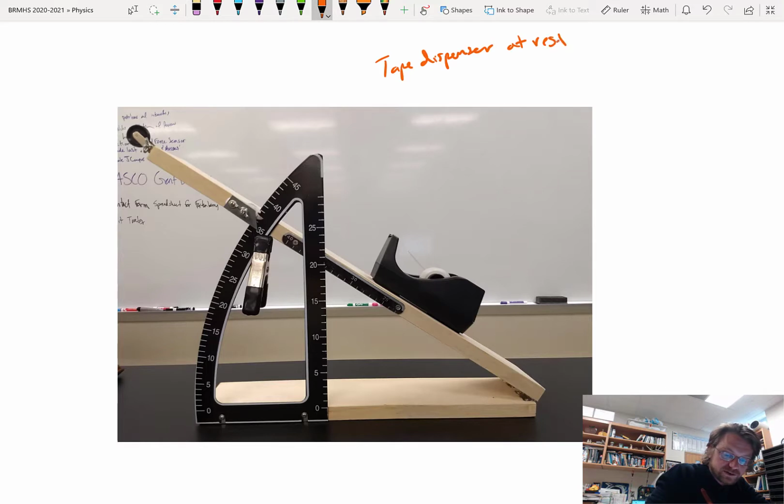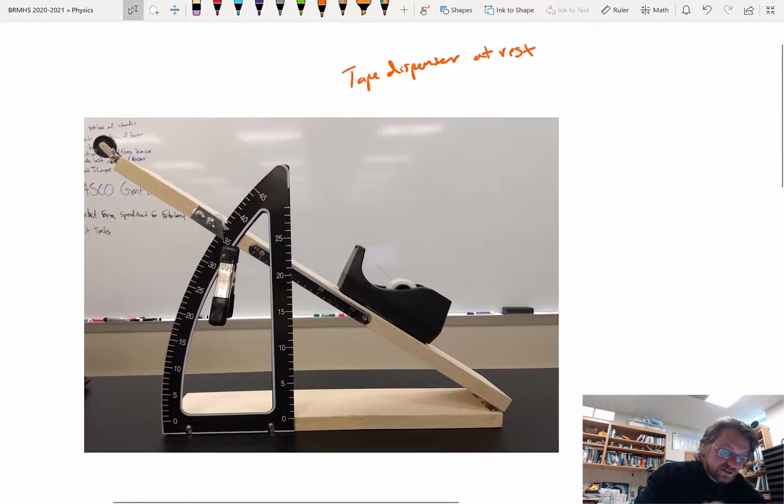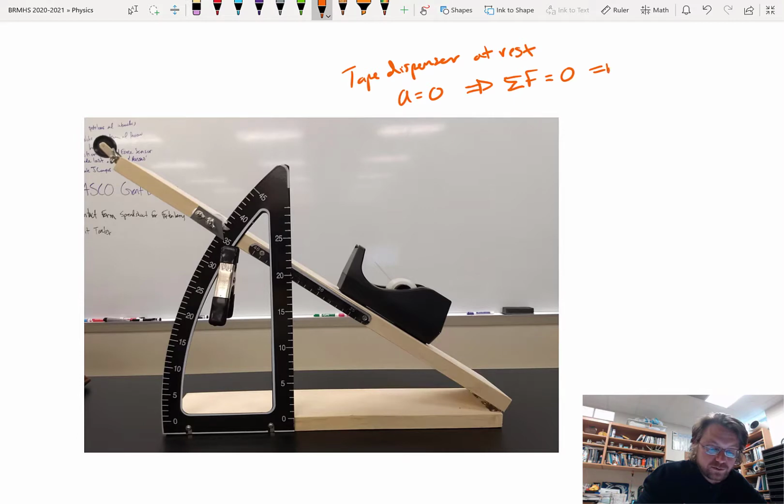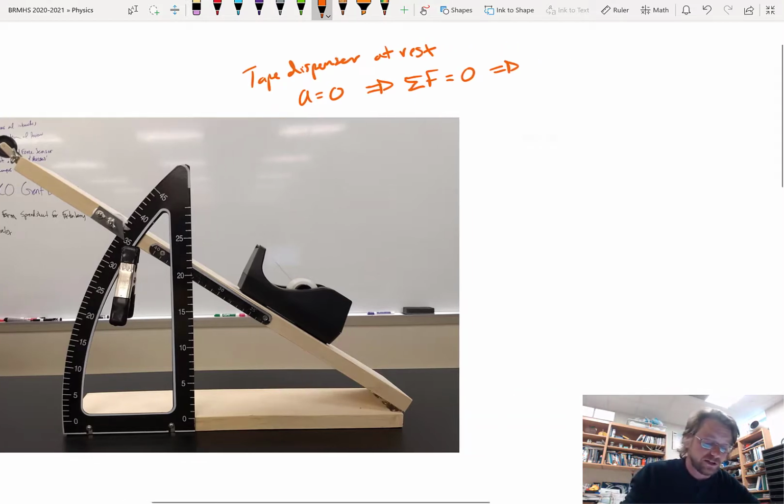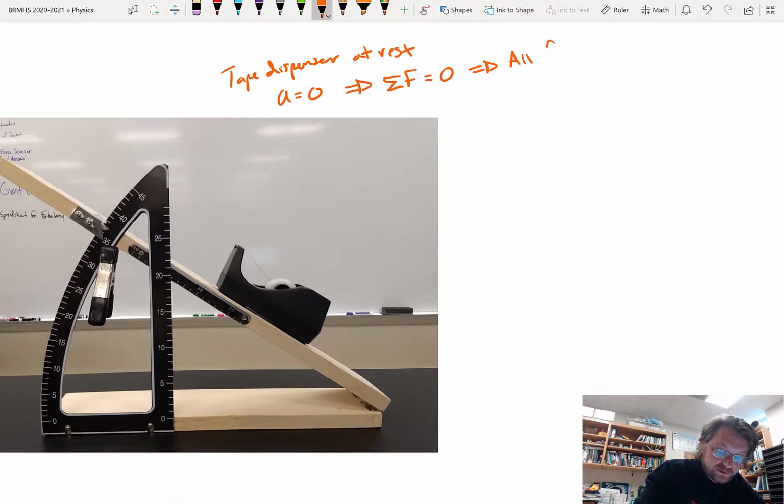And so if I'm just looking at that and I see, okay, the object is at rest on this inclined plane, that tells me that the acceleration is 0, which therefore also tells me that the net force, or sigma F, is also 0, which is another way of saying that all of the forces must balance out. All forces balance.